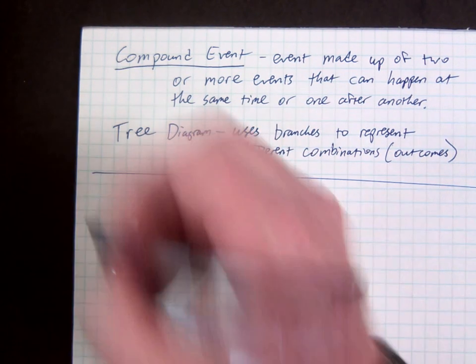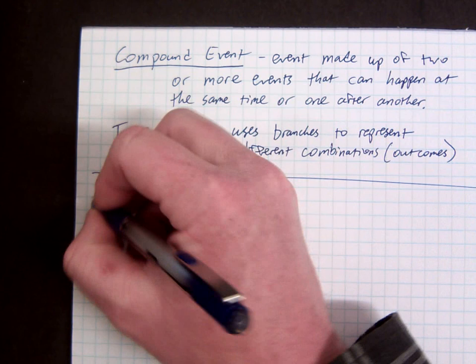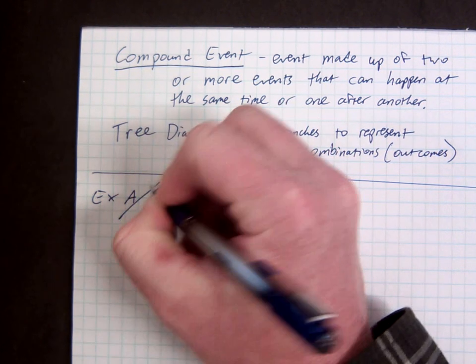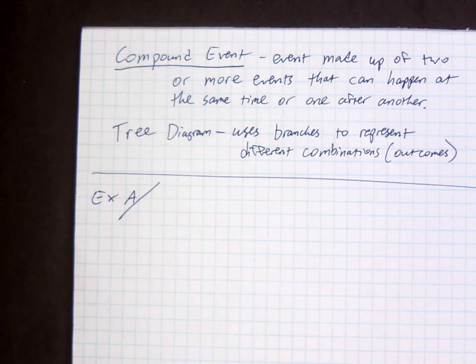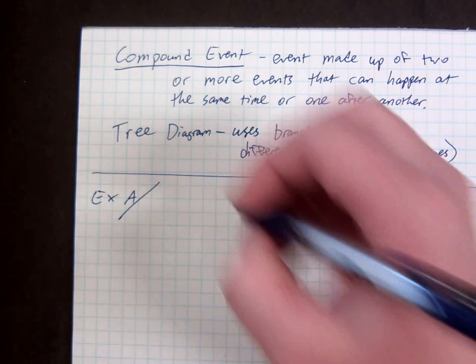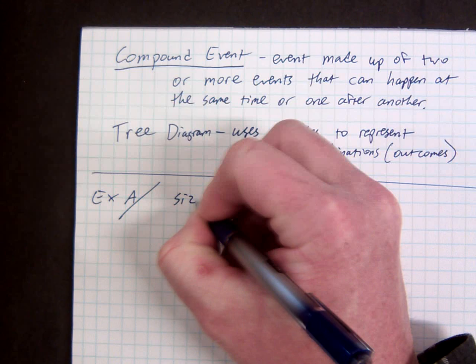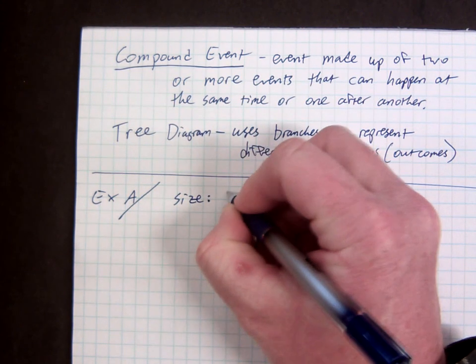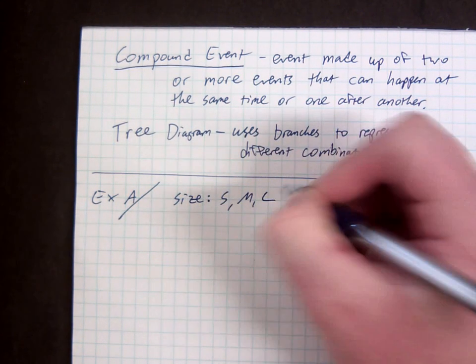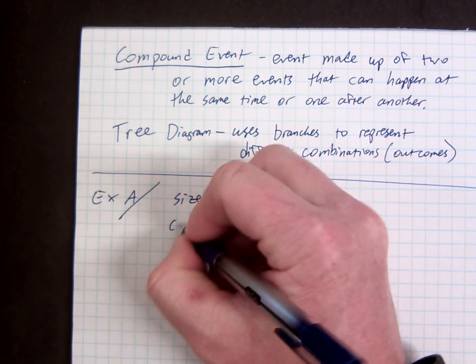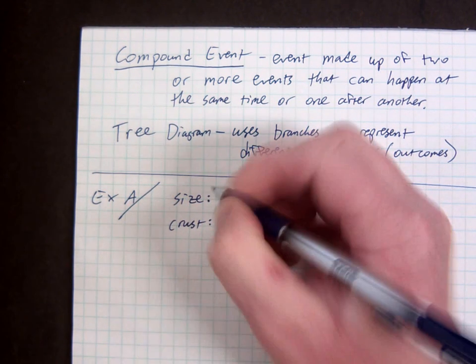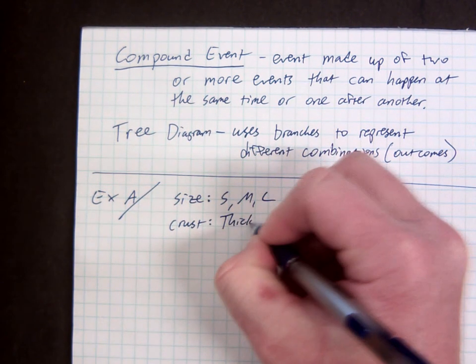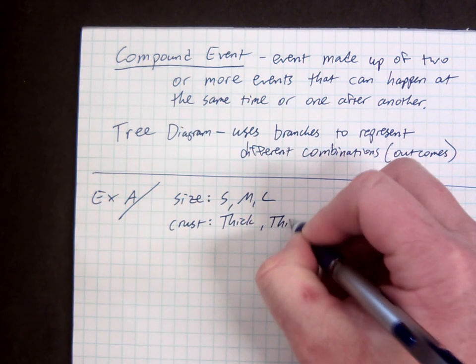So we're going to use an example. Everybody likes to talk about pizza. So for example A, we're going to imagine that we're going to go order a pizza. So we have 3 options for size. For size, we can get a small, a medium, or a large. Then we have 2 options for crusts, thick or thin crust.